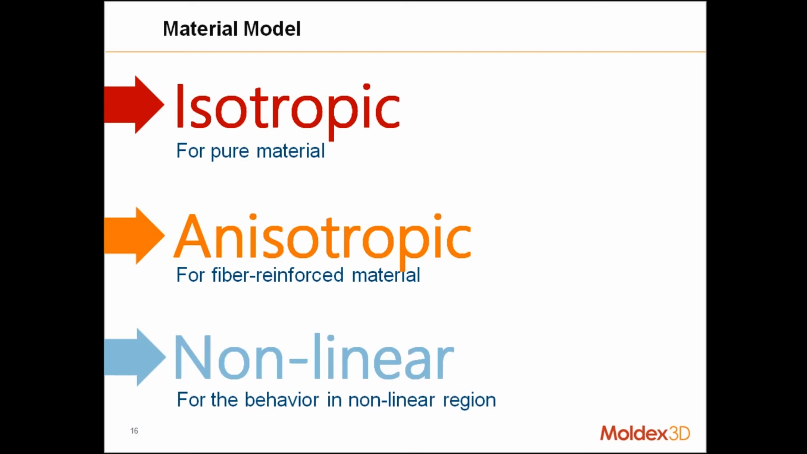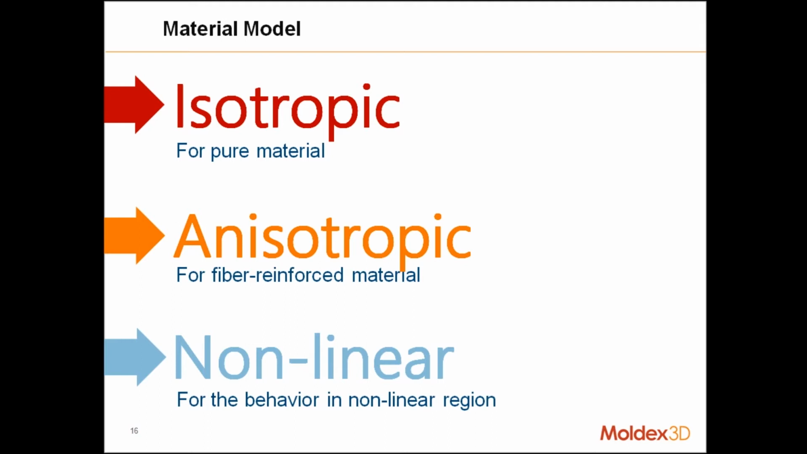So this is quite a commonly used material model when we try to do the simulation. If the material is without fiber, we can assume it's isotropic. So this is probably the most commonly used one for most structural analysis.